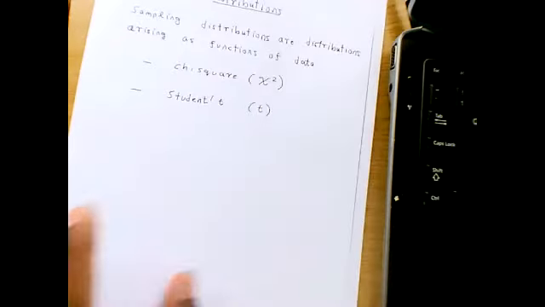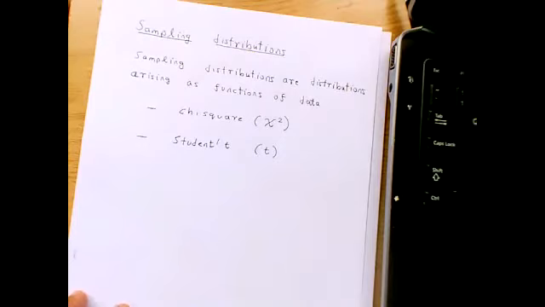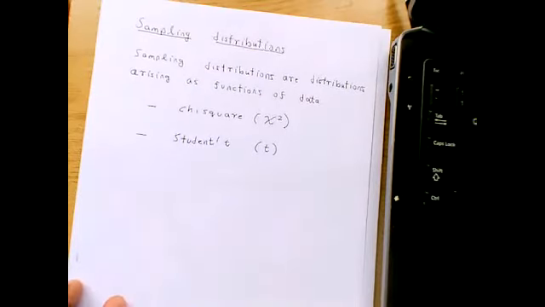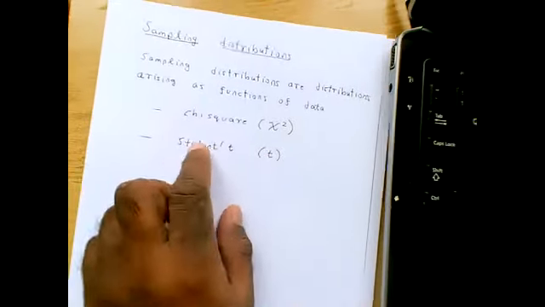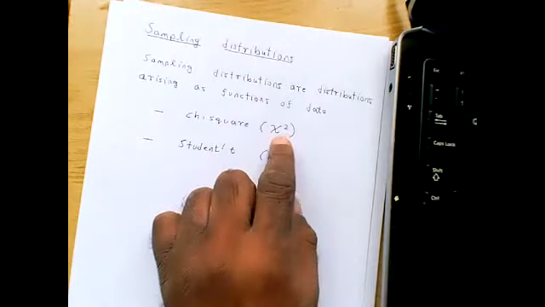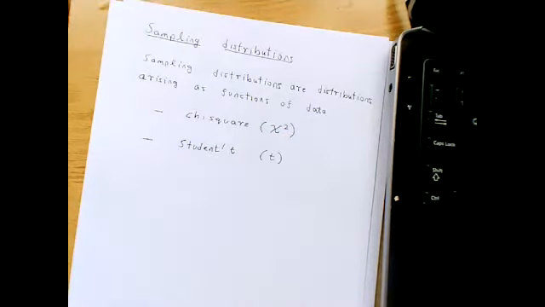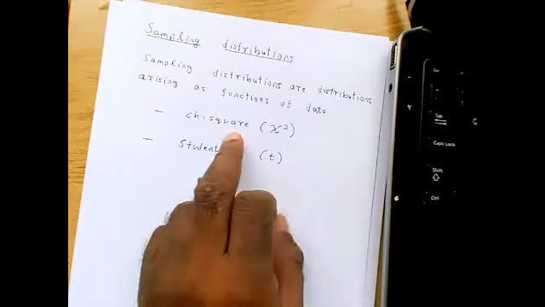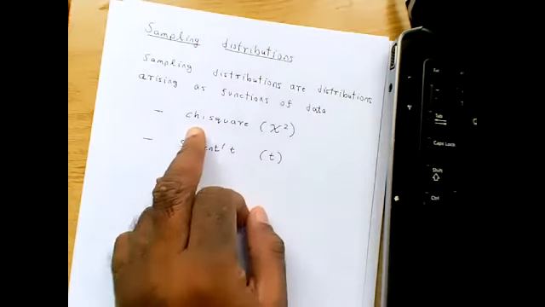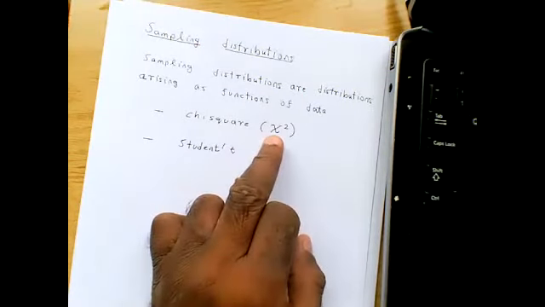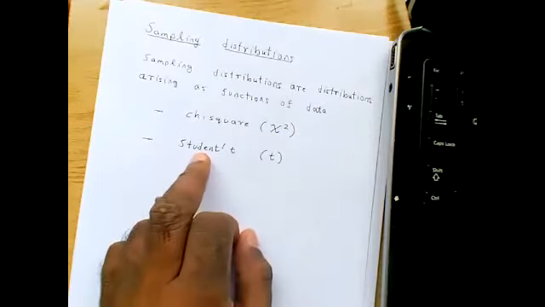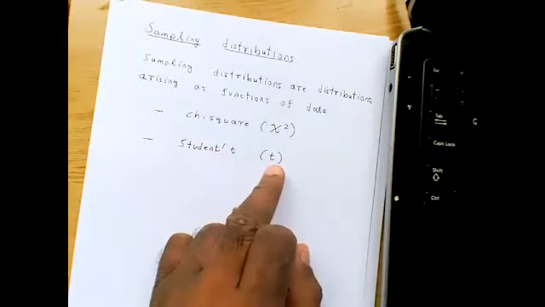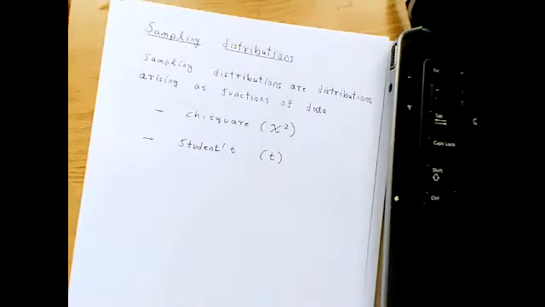Right, the next thing I'm going to talk about is sampling distribution. Sampling distributions are distributions that arise as functions of data. In statistics, there are many sampling distributions, but in this course, I will only talk about two. One is called the chi-squared, denoted by this. The other one is called student's t, denoted by this, right?